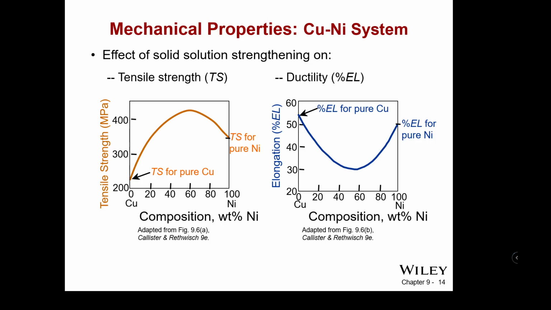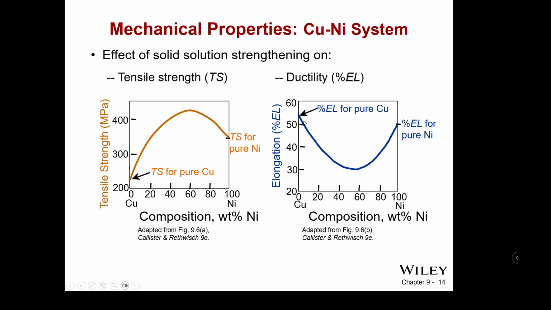When you put the two together in the right ratio, you can exceed about 420 megapascals, somewhere around 60% nickel. You get a very, very strong alloy. So it behaves stronger than either of the two pure components. And that's part of the reason why we alloy things in the first place.